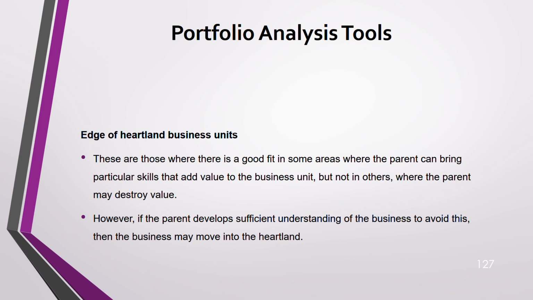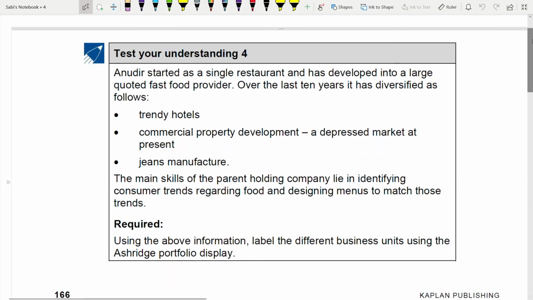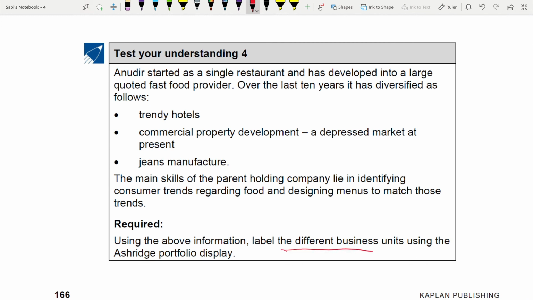Now let us do one test your understanding, the last one before I conclude this lecture. Test your understanding 4. Here you have to label the different business units according to the Ashridge portfolio display. Which of the four quadrants does each fall under? This is going to be a little challenging, as you are not so familiar with this portfolio. It's new, but we'll give it a try. Anodhi started as a single restaurant and has developed into a large quoted fast food provider. Over the last 10 years, it has diversified as follows.